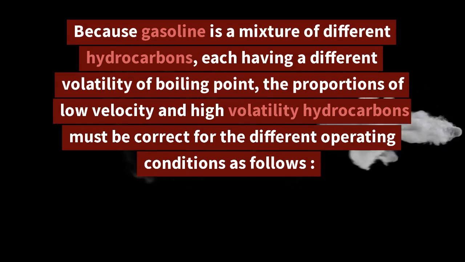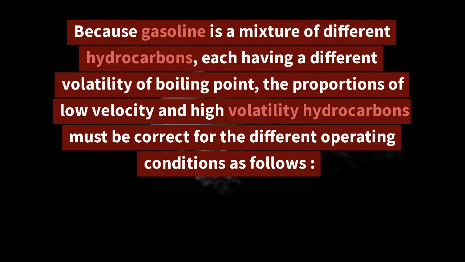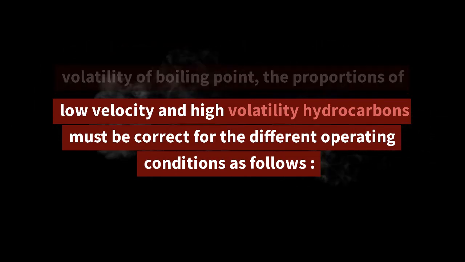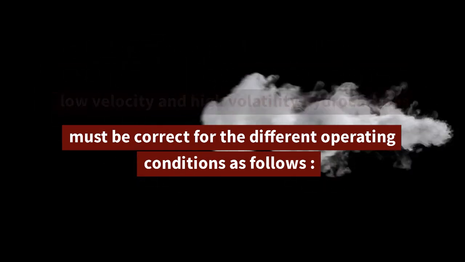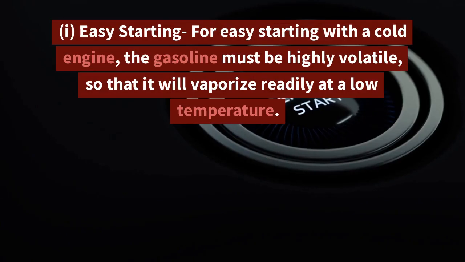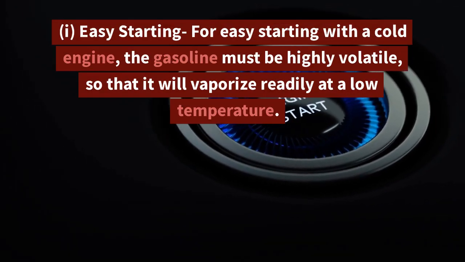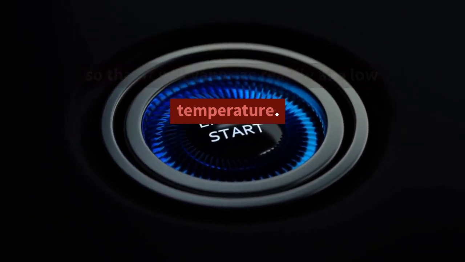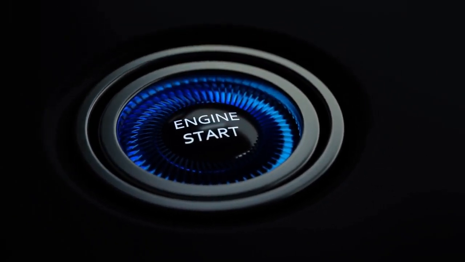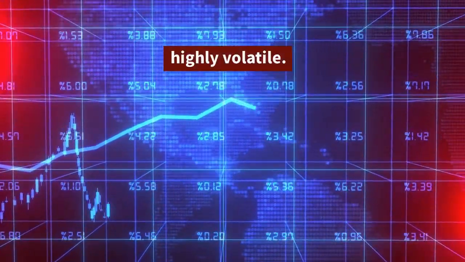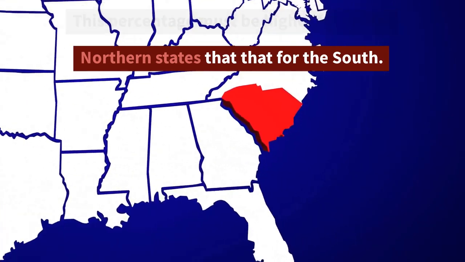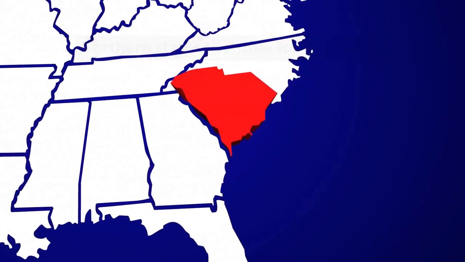Because gasoline is a mixture of different hydrocarbons, each having a different volatility or boiling point, the proportions of low volatility and high volatility hydrocarbons must be correct for the different operating conditions as follows. Easy starting. For easy starting with a cold engine, the gasoline must be highly volatile, so that it will vaporize readily at a low temperature. Thus, a percentage of the gasoline must be highly volatile. This percentage must be higher for colder northern states than that for the south.